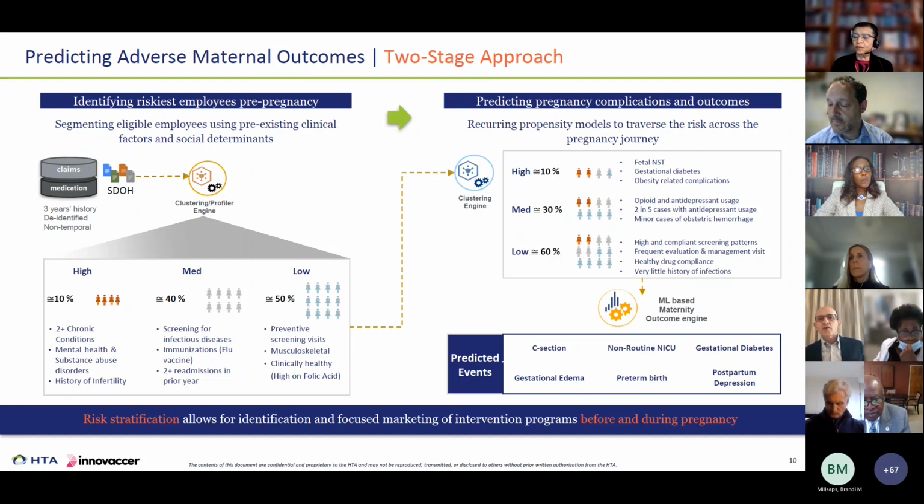And this took a machine learning model to really get at it. But we were able to then show right here and then test that model to show what are the things that occur during the course of pregnancy that would predict specific outcomes such as C-section, gestational edema, non-routine NICU care, et cetera, et cetera. So if we go to this next slide.